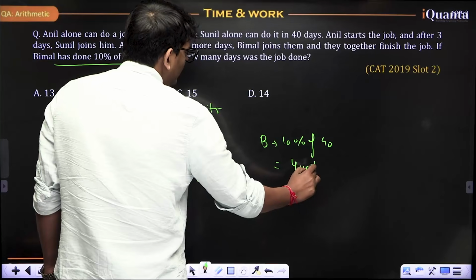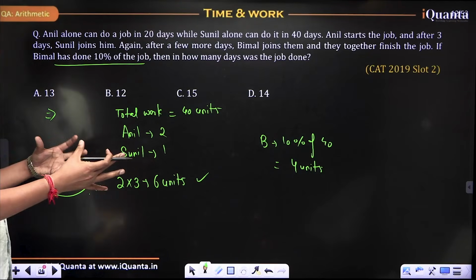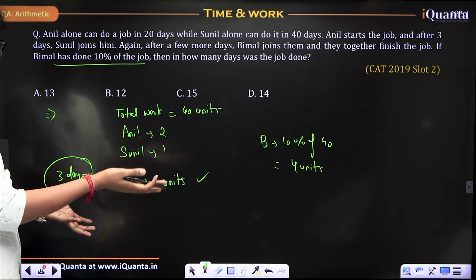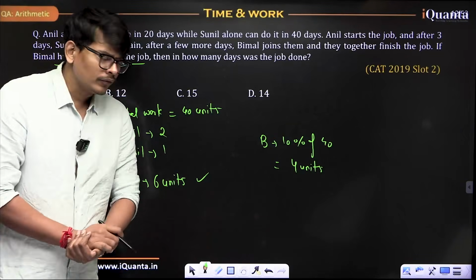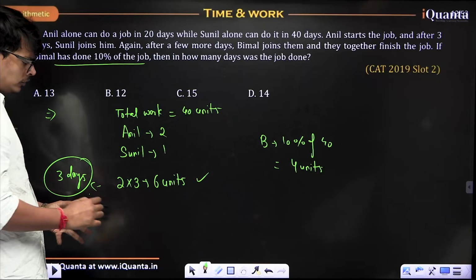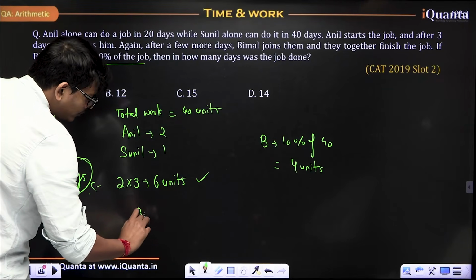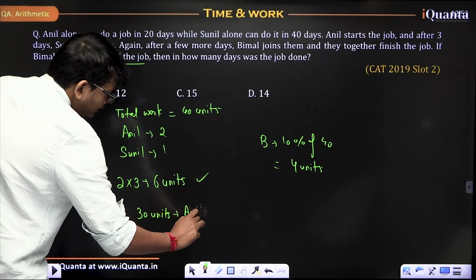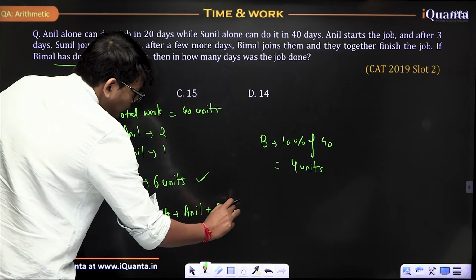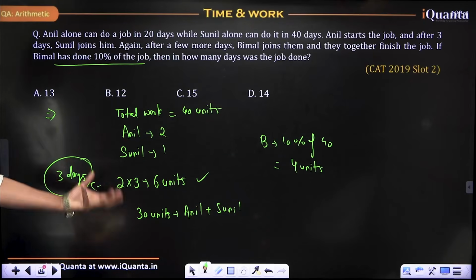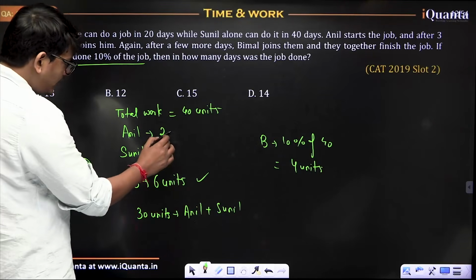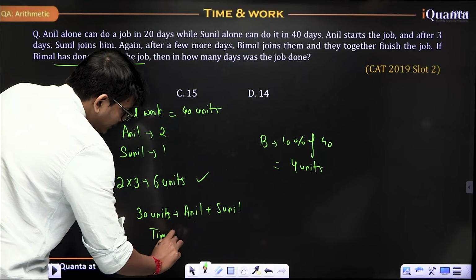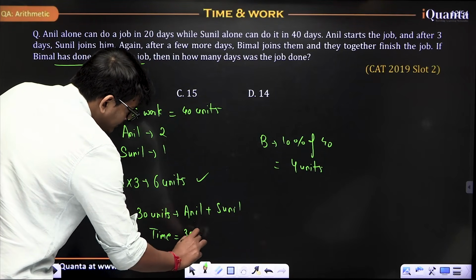Now this Bimal has done these 4 units, this must be done along with Anil and Sunil, right? He is not working alone, right? So also we can understand that 30 units of work is done by Anil and Sunil. So how much time are Anil and Sunil taking? Anil and Sunil's efficiency is 2 plus 1, 3. So time taken by Anil and Sunil will be 30 by 3, that is 10.